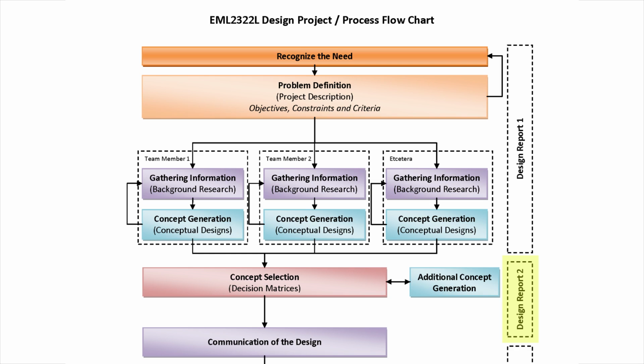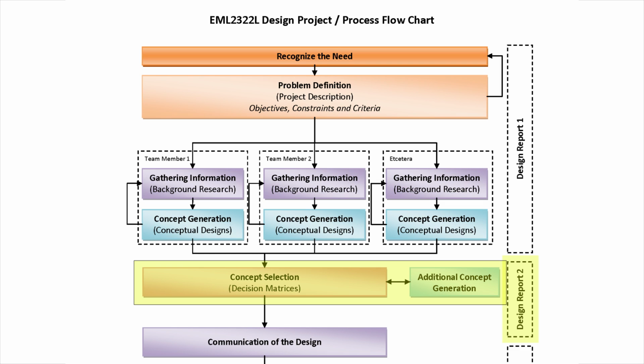The second design report focuses on concept selection. For this assignment, each team will closely review and compare the conceptual design drawings created by each of its team members for DR1. The goal for this phase of the project is to unbiasedly evaluate and select the best ideas among all of those submitted by the team members.